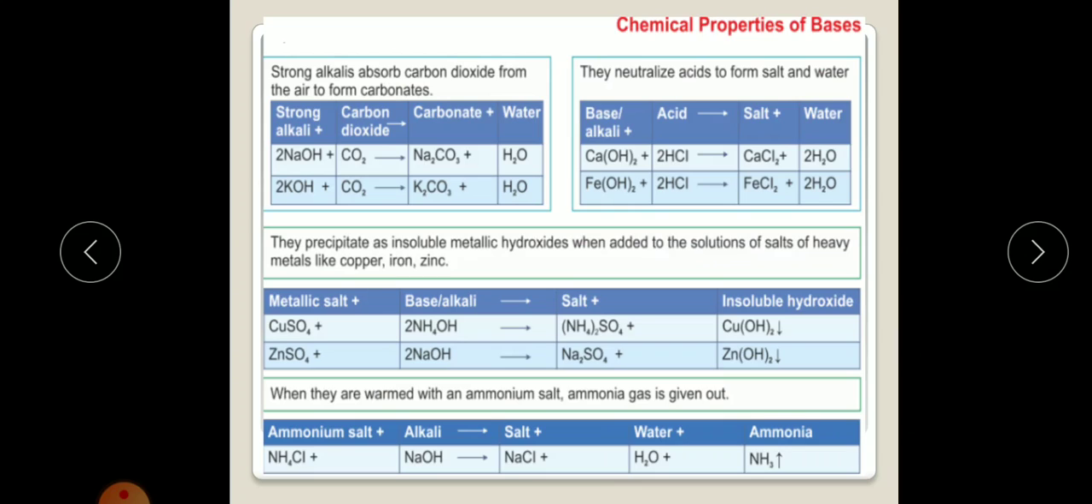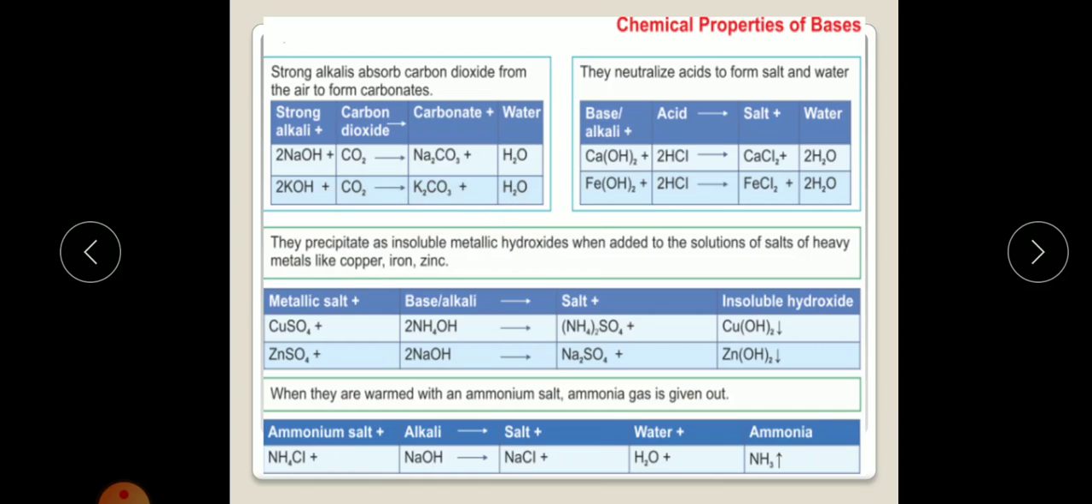Now we'll focus on chemical properties of bases, that means the chemical reactions of bases. The first one is that strong alkalis absorb carbon dioxide from the air to form carbonates. When a strong alkali reacts with carbon dioxide, it forms carbonate and water. Example, sodium hydroxide reacts with carbon dioxide to give you sodium carbonate and water. Similarly, potassium hydroxide will form potassium carbonate and water.